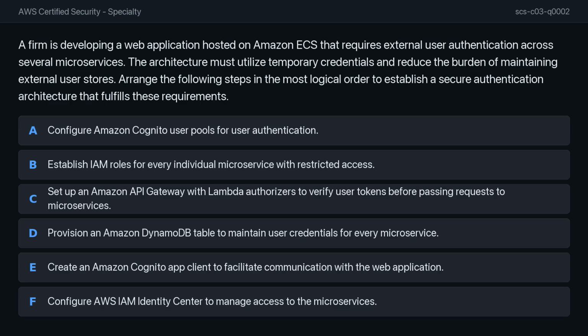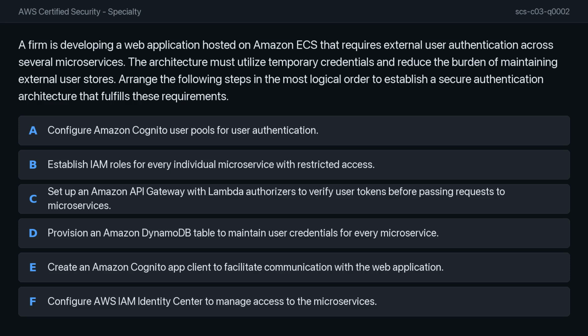In my view, the correct sequence is A, E, C, and B. To authenticate external users efficiently while minimizing database management, Amazon Cognito is the optimal choice, as it serves as a robust identity provider. First, configuring the user pool in step A establishes the core identity store. Then, creating an application client in step E enables the web application to interface with that pool effectively.